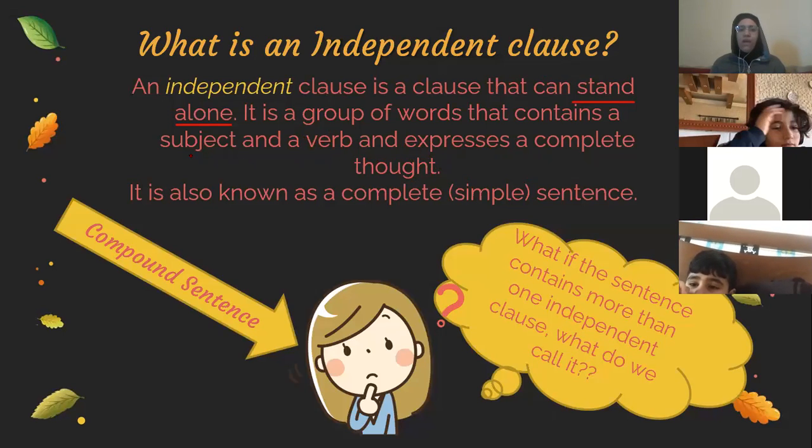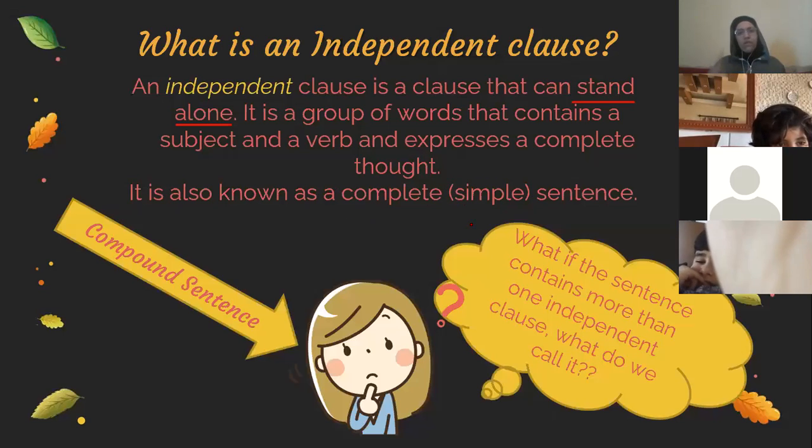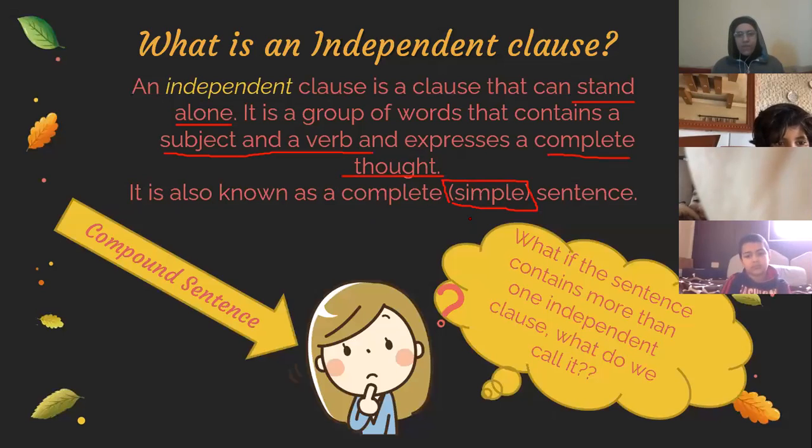So when I have a subject, a verb, and a complete thought, they make one independent clause. They make one independent clause, or I can call it at the same time a simple sentence. So the independent clause is equal to the simple sentence. Okay? Clear till now? Yes, thank you. Does any one of you have any question?